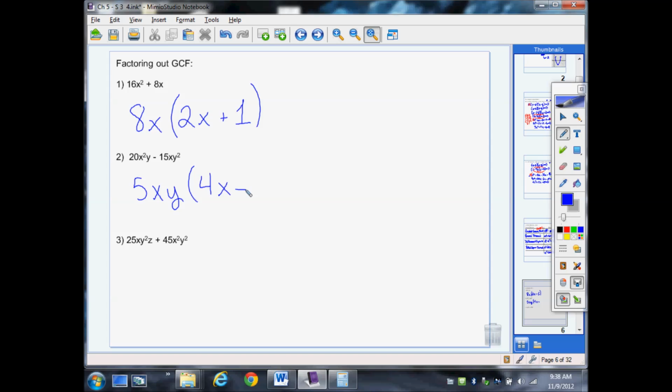15 divided by 5 is 3. I had 1 x, I took it away, so I have no x's left. I had 2 y's, I took 1 away, so I'm left with a y. Better?